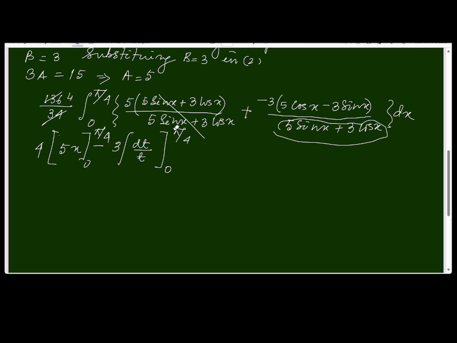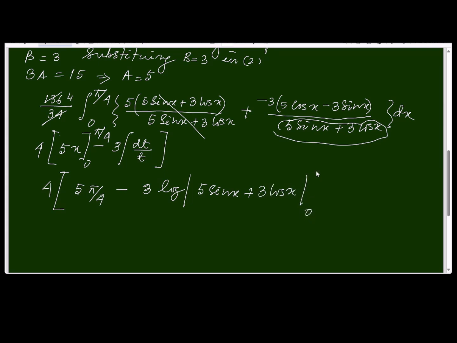So I'm taking the limit for this. After that we'll use it. So this will be 4 into 5 pi by 4 minus 0. So 5 pi by 4. This will be minus 3, and dt over t is log t, we know. Log t, what is t? We have taken this denominator. So 5 sin x plus 3 cos x. And here we will put the limit, that is 0 to pi by 4.